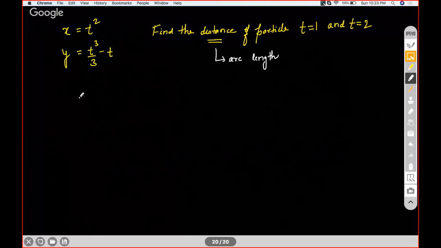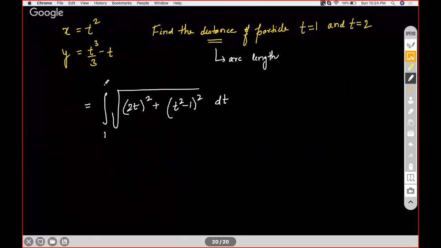So it will be the integral of the square root of (t squared plus 1) whole square, from 1 to 2. It will be the integral of (dx by dt) whole square, which is 2t squared, plus (t squared minus 1) whole square, which is the same as (t squared plus 1) whole square. This will be your distance.